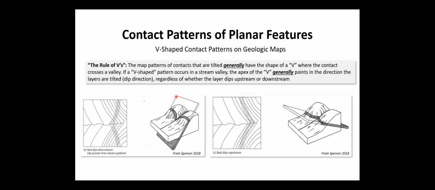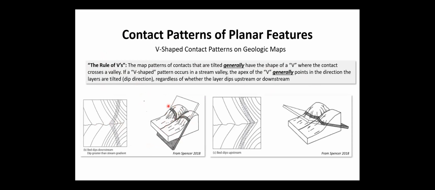Okay, so we can kind of summarize or sum up our rule of V's. Okay, the rule of V's are the map patterns of contacts that are tilted. Okay, they'll generally have the shape of a V where that contact crosses a valley. So here's our valley. You can see the contact in 3D, what that looks like.